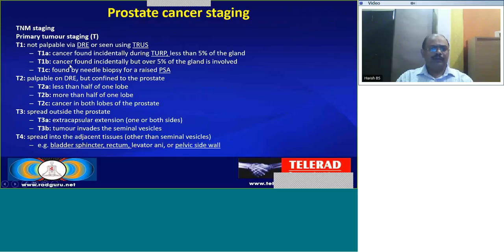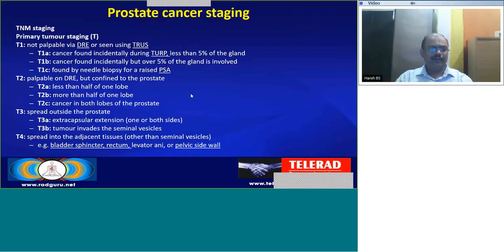Then T1B is cancer found incidentally, but over 5% of the gland is involved. T1C is found by needle biopsy for a raised PSA level. So T2 involves a palpable abnormality on digital rectal examination, but it is confined to the prostate. T2A is less than half of one lobe. T2B is more than half of one lobe. T2C is cancer involving both lobes of the prostate.